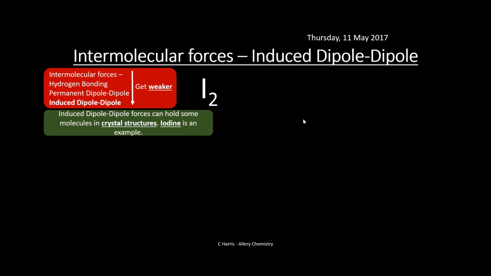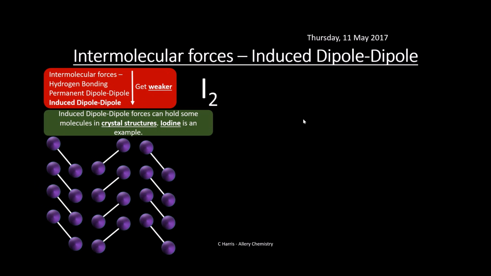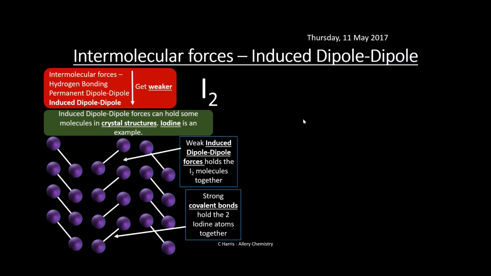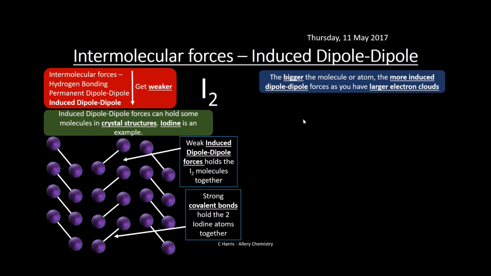Obviously, we need to know this and apply this, and we can apply it to crystal structures, such as iodine, as an example. Here's the setup for iodine. Here's some iodine crystals. Make sure you know that we have weak induced dipole-dipole forces holding these iodine molecules together, but we have strong covalent bonds that hold the atoms together. Okay, make sure you know the difference. Intermolecular means between molecules. So basically, the bigger the molecule or the atom, the more induced dipole-dipole forces you get, and you have larger electron clouds. This is the reason why we have larger induced dipole-dipoles.